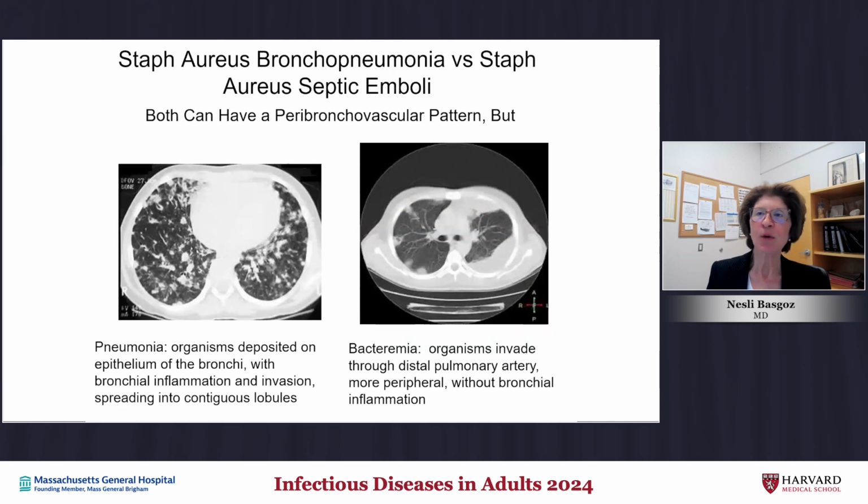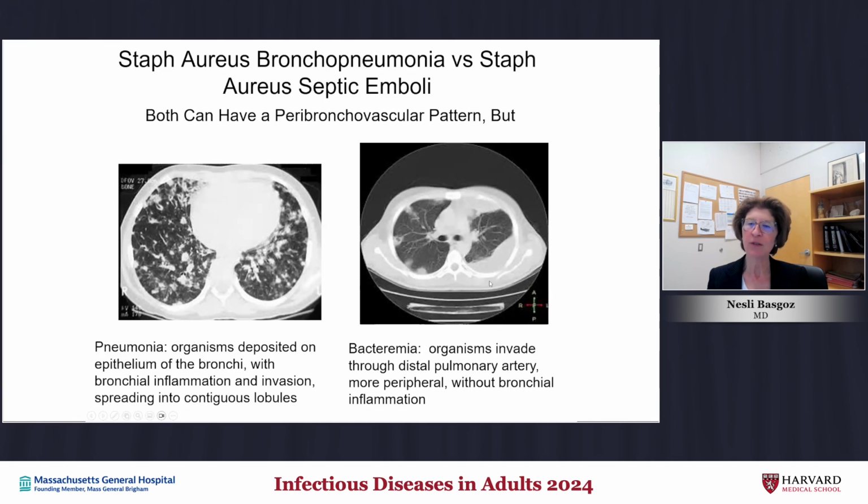Now, Staph aureus bronchopneumonia and Staph aureus septic emboli can be confused on chest imaging, and both can be associated with positive blood cultures, as in our patient, and both can have a peribronchovascular pattern. But there are some subtle differences, and on the left here you can see, because the organisms are deposited on the epithelium of the bronchi, there's a lot of bronchial inflammation, but in addition, there's a great deal of inflammation around the bronchus that then spreads into contiguous lobules.